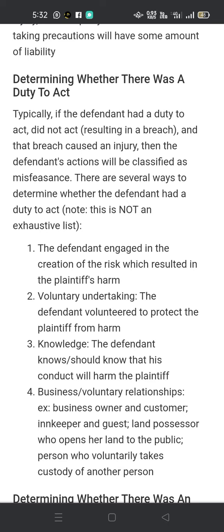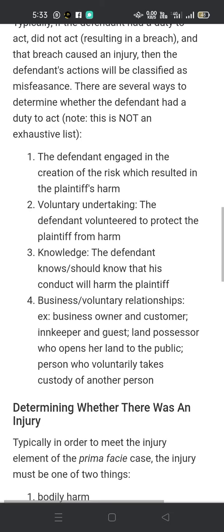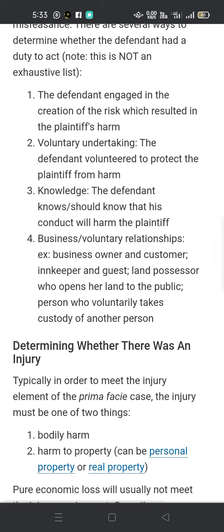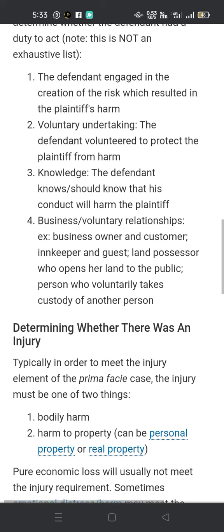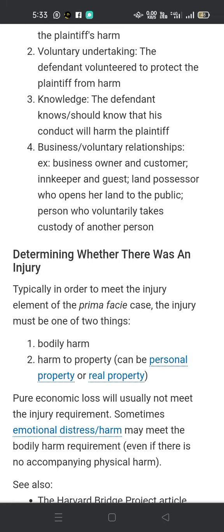The defendant engaged in the creation of the risk which resulted in the plaintiff's harm. Voluntary undertaking: the defendant volunteered to protect the plaintiff from harm. Knowledge: the defendant should know that his conduct will harm the plaintiff. Business and voluntary relationships: business owner and customer, innkeeper and guest, a land possessor who opens her land to the public, or a person who voluntarily takes custody of another person.